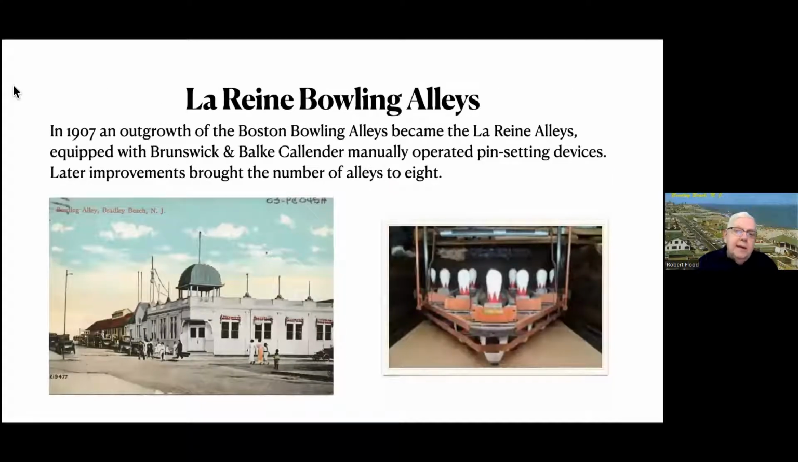The Lorraine bowling alleys are an outgrowth in 1907 of the Boston bowling alleys, and they're equipped with Brunswick and Balke-Collender manually operated pin setting devices. Later improvements brought the number of alleys in the building to 8.